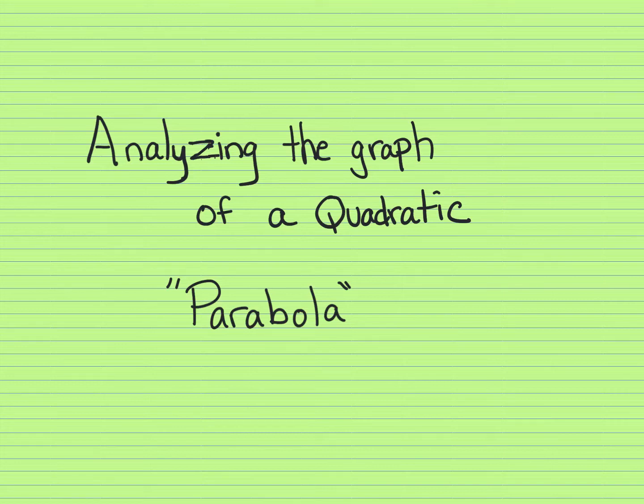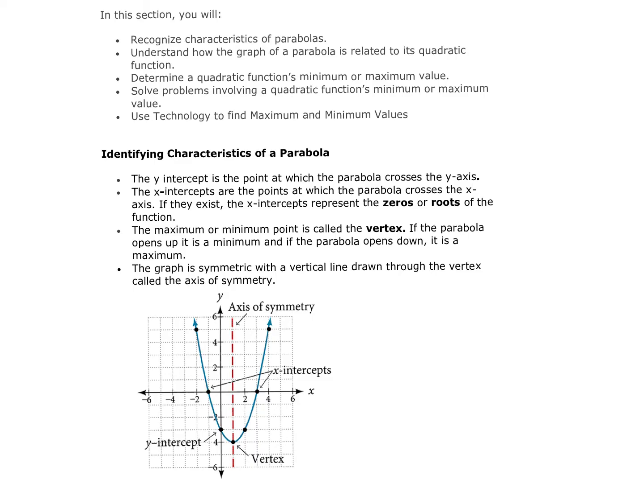In this video, we will analyze the graph of a quadratic, also known as a parabola. So what we want to be able to do when you have watched this video is recognize the characteristics of parabolas, understand how the graph of a parabola is related to its quadratic function. You want to find the maximum or the minimum value, which is called the vertex, and we want to solve problems involving a quadratic function's maximum or minimum value, and then lastly use technology to find maximums and minimums.